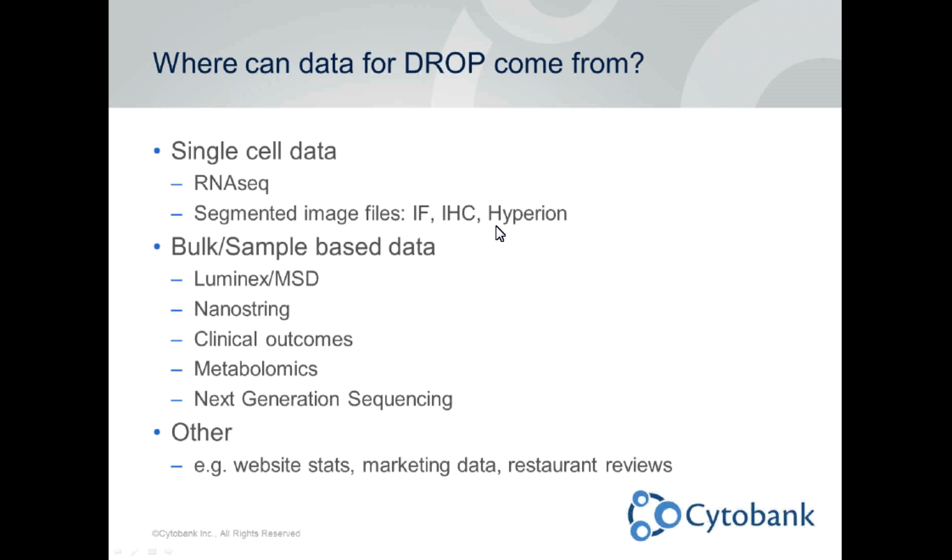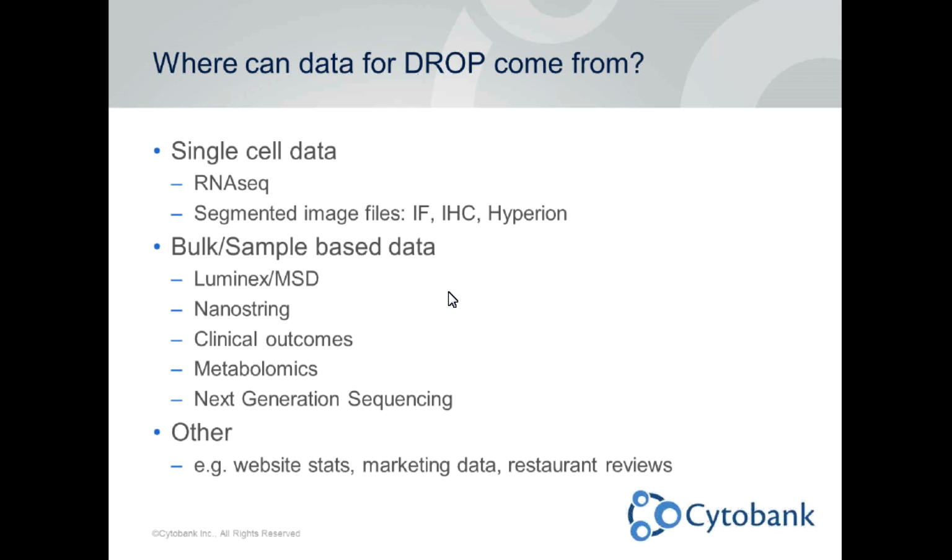So where can data for this come from? The obvious answer is things like single-cell data. So if you have single-cell RNA-seq, or if you have segmented image files, immunofluorescence, or immunohistochemistry images, or data off of Fluidigm's new mass cytometry imaging instrument, the Hyperion, all of these, once they're segmented for the images, will work. However, you can also look at bulk data.